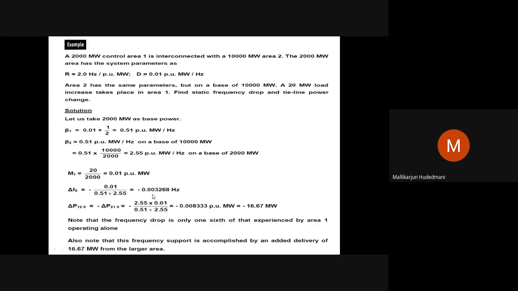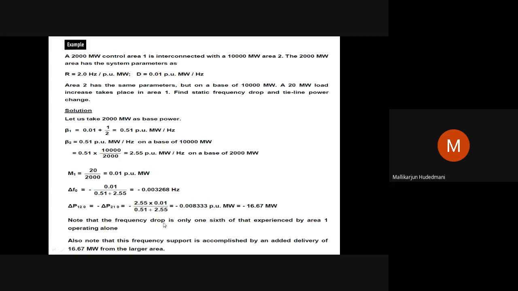You have to remember these hardly 2 equations per derivation we have, and you should be very specific to use those equations as per the case study. So here it is minus delta PL1 into beta 2 divided by beta 1 plus beta 2. It stands as minus 0.003833 pu megawatt into 2000. If you operate, you are going to get 16.67 megawatt with a minus sign.